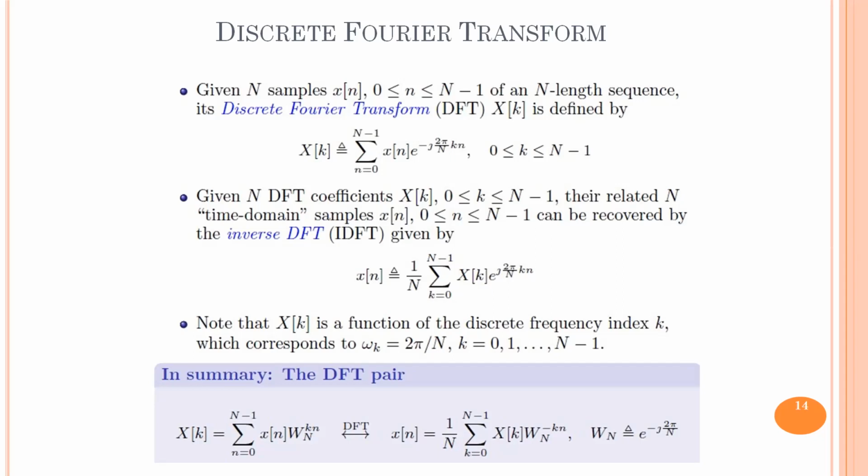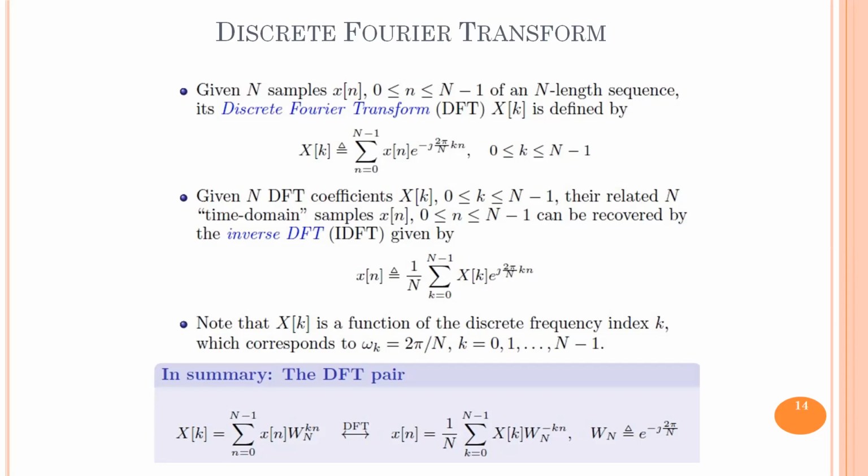Given N DFT coefficients X(k), where k is from 0 to N minus 1, the related capital N time domain samples x(n), where small n extends from 0 to capital N minus 1, can be recovered by the inverse discrete Fourier transform. The inverse discrete Fourier transform formula is x(n) equals 1 over N sigma k equals 0 to capital N minus 1 X(k) e power j 2 pi kn by capital N.